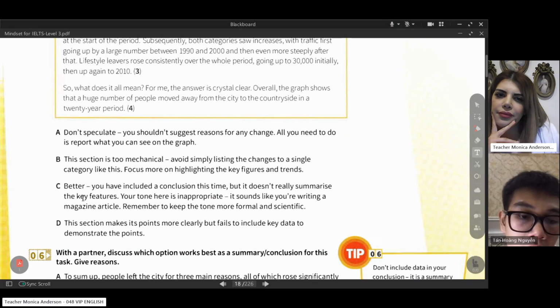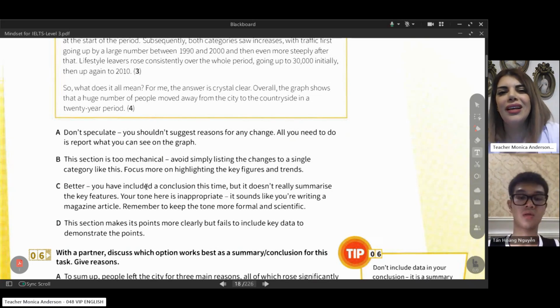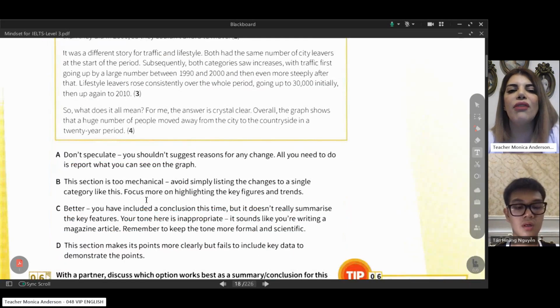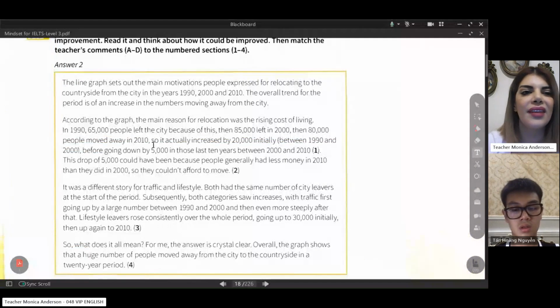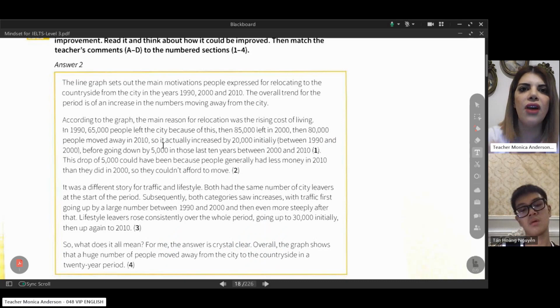I think B. Excellent. This section is too mechanical. But what is mechanical? When we say this, of course, we have an explanation: avoid simply listing the changes to a single category and focus more on highlighting the key features and trends. Look, according to the graph, this is our second paragraph. As you can see, we have lots of numbers.